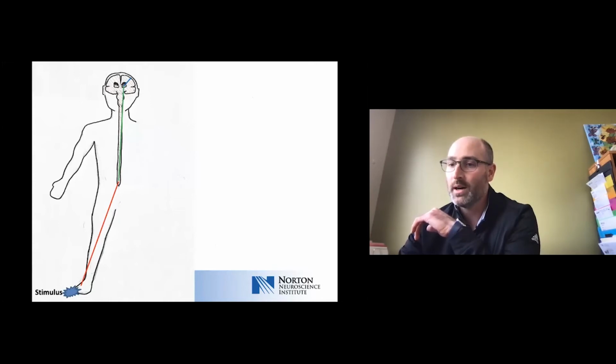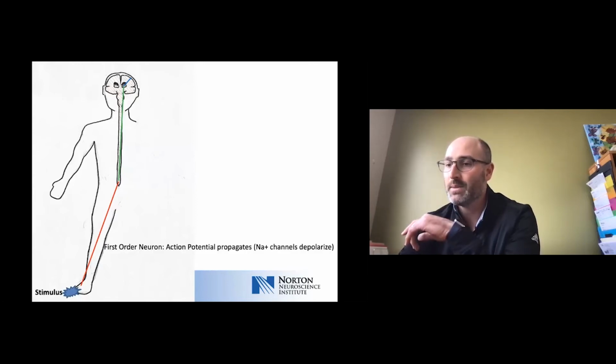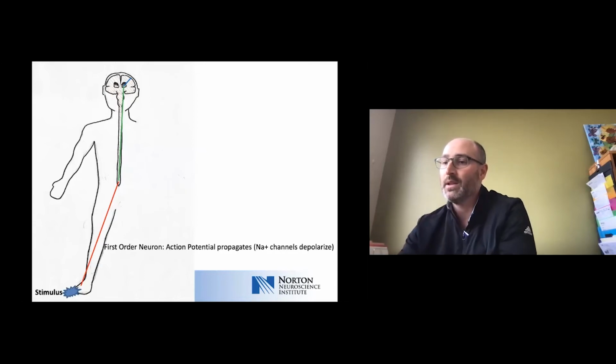All right, so this slide is basically a cursory overview of the somatosensory pathway that I wanted to include in order to highlight a few relevant points for neuropathic pain. So after a stimulus is applied, here in the foot, one of a number of specific sensory receptors is going to detect that stimulus and initiate an action potential that's going to propagate up the first order neuron.